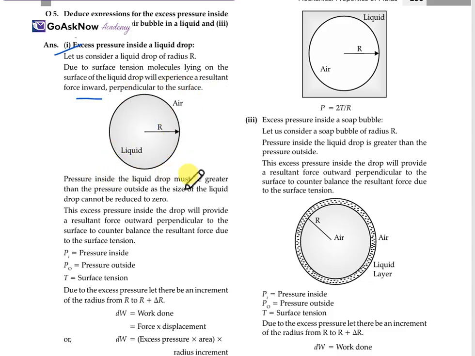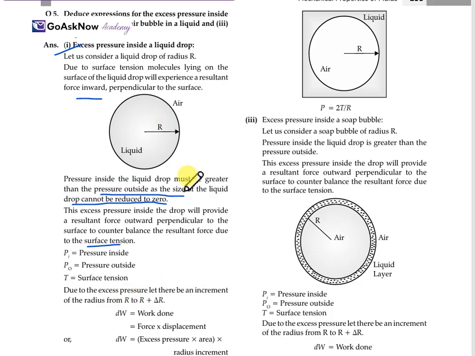So the pressure inside the liquid drop must be greater than the pressure outside, as the size of the liquid drop cannot be reduced to 0. So the excess pressure inside the drop will result in a force outward, perpendicular to the surface, which counterbalances the resultant force of the surface tension. So P is the pressure inside, P0 is the pressure outside, and T is the surface tension. Due to the excess pressure, let there be an increase.